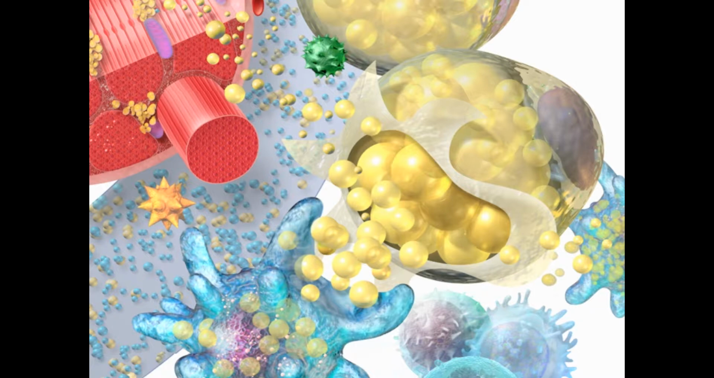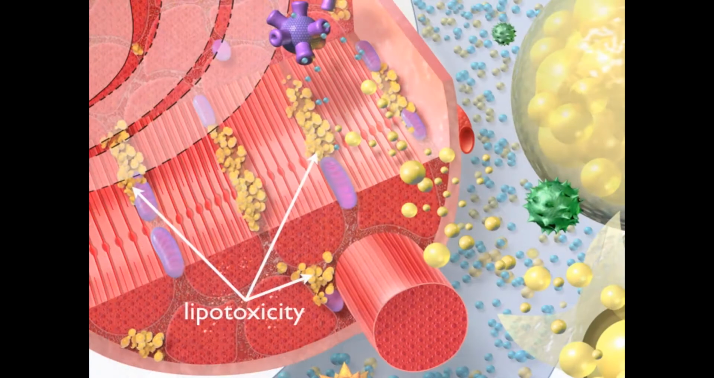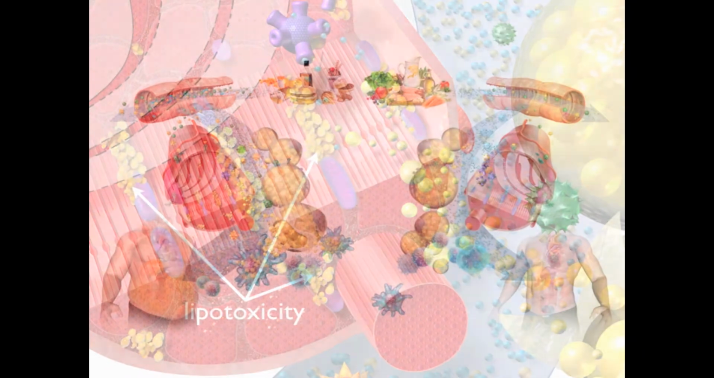But the fat has to go someplace, so where does it go? It goes into lean tissues like the muscle and produces lipotoxicity. This fat accumulation in the tissues is a very serious health challenge.